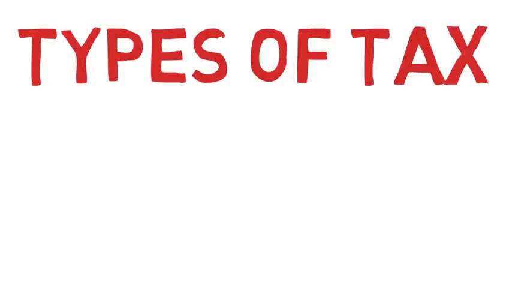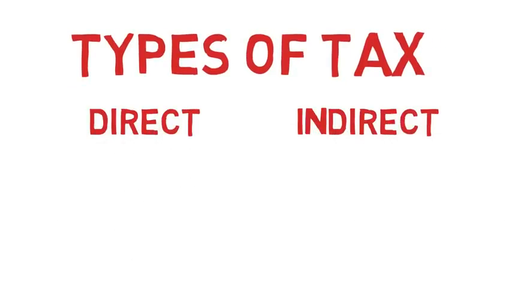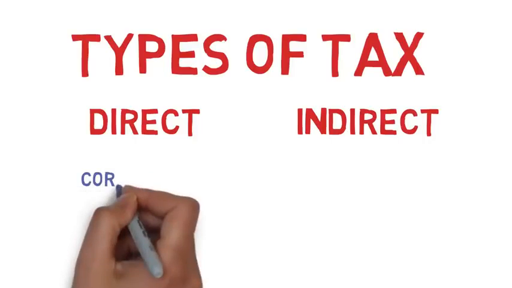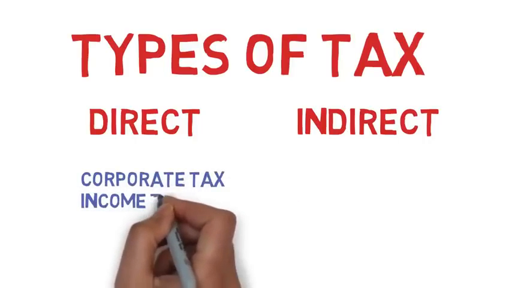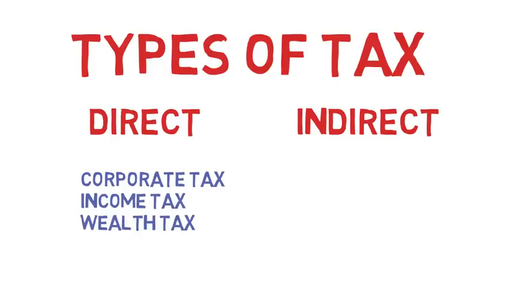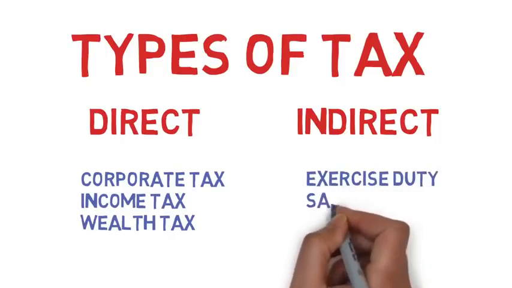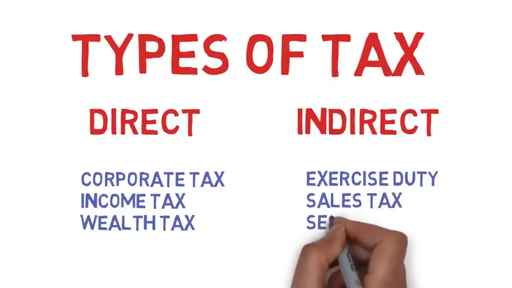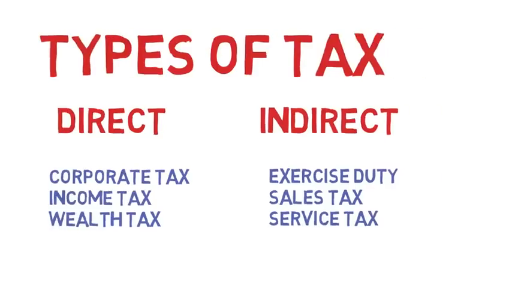There are actually two types of taxes. One is direct tax and the other is indirect. The direct tax is one whose liability cannot be shifted to someone else, like corporate tax, income tax, wealth tax, etc. But indirect tax is the tax whose liability can be shifted to someone else. It is central excise tax, sales tax, services tax, etc.